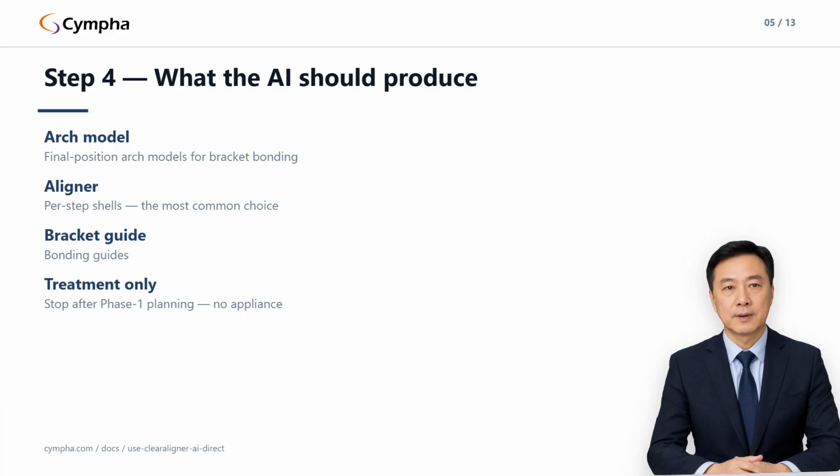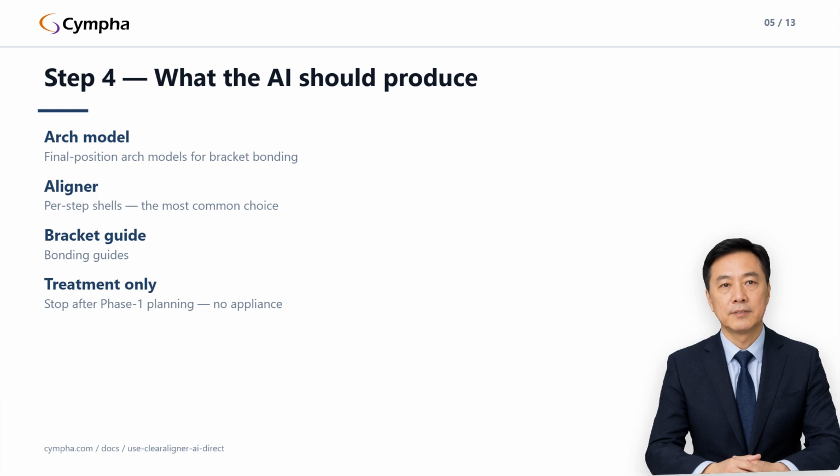The third section is what clearaligner.ai should produce, and this is where the direct flow asks you to think one phase ahead. 4 design kinds: arch model for final position models you'd use in bracket bonding, aligner, the per step shells, which is the most common choice, bracket guide for bonding guides, and treatment only, which stops after Phase 1 planning with no appliance design at all.